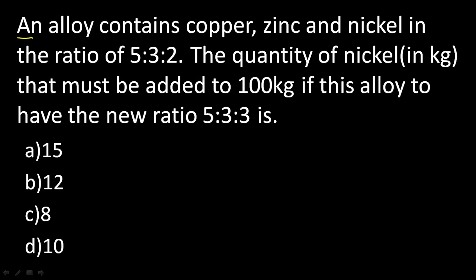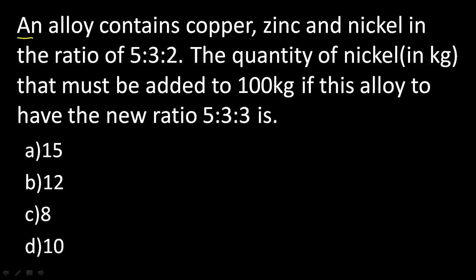An alloy contains copper, zinc and nickel in the ratio of 5:3:2. The quantity of nickel that must be added to 100 kg of this alloy to have the new ratio 5:3:3. In the last video itself we have seen the mixture topics.